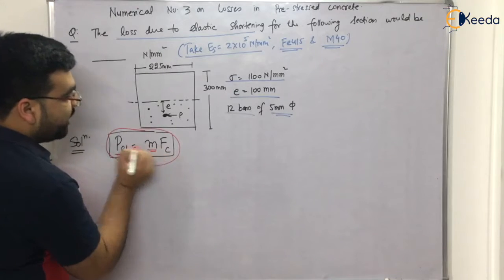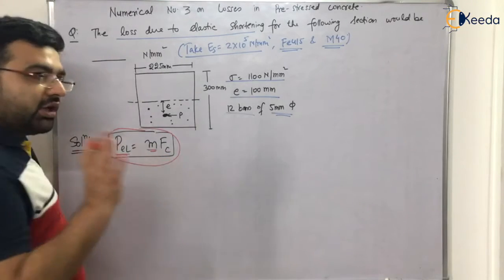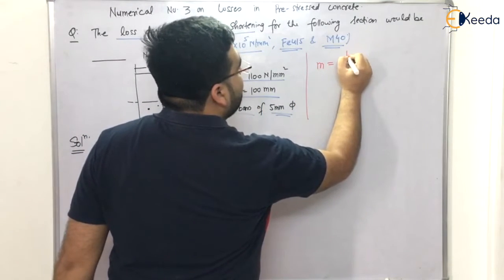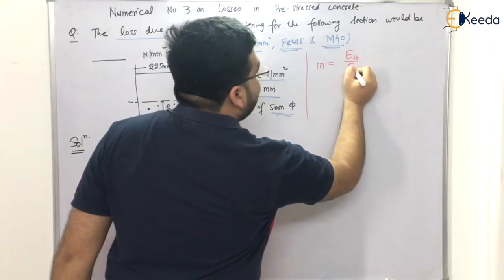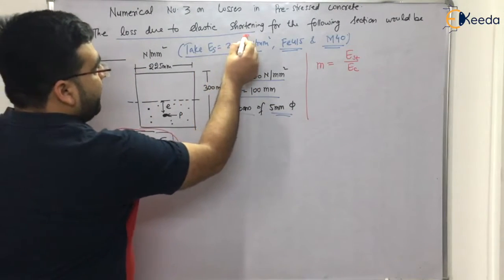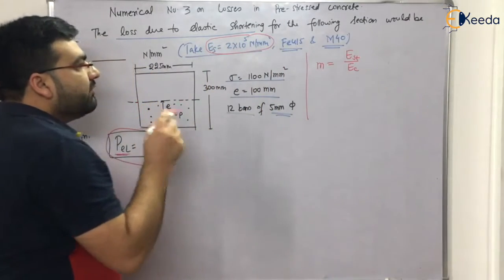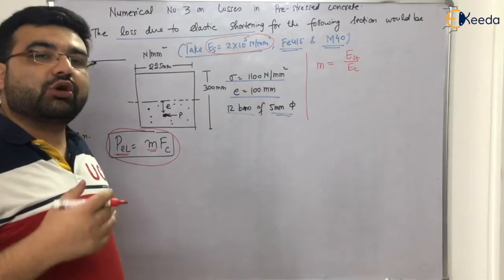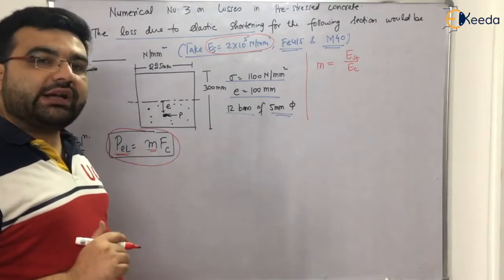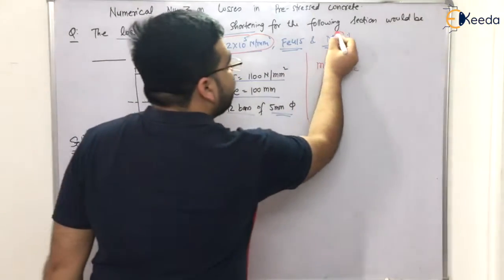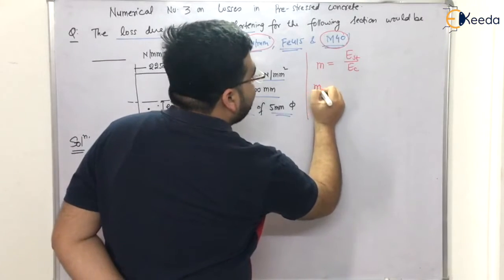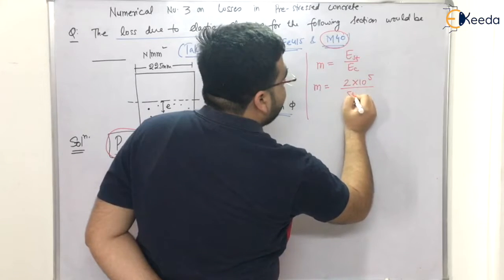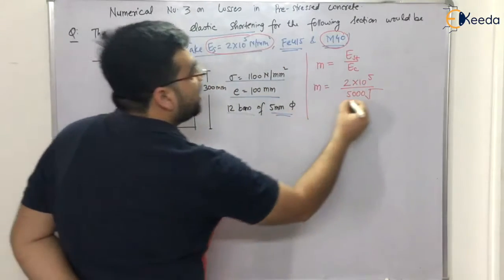So what is the value of m? m is not given to us. m is the modular ratio that I have already told you. The modular ratio is E of steel divided by E of concrete. E of steel is given as 2 into 10 to the power 5. But E of concrete is not given, so I have to take the initial elastic modulus of concrete, which equals 5000 root fck. Is fck given? Yes, fck is given. So m equals 2 into 10 to the power 5 divided by 5000 root 40.